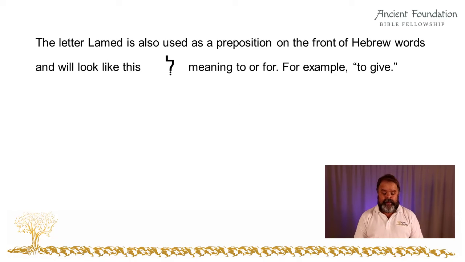Now the letter lamed is also used as a preposition in Hebrew, and it's put on the front of many different Hebrew words, and will look like this when you see it. It's the letter with two dots underneath it, and it means to and for. For example, to give will be one Hebrew word with this lamed attached to the front.